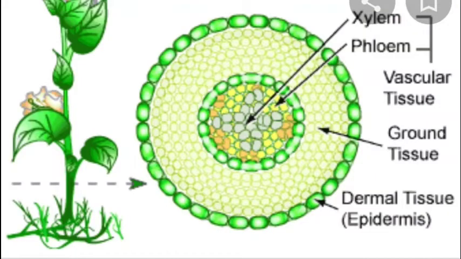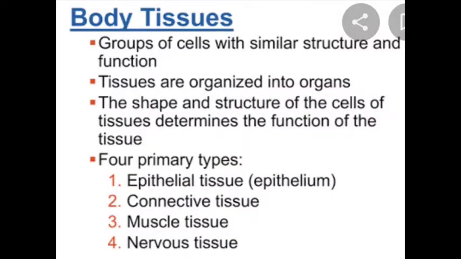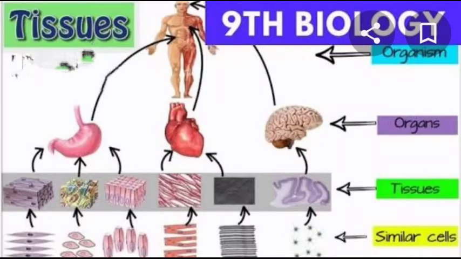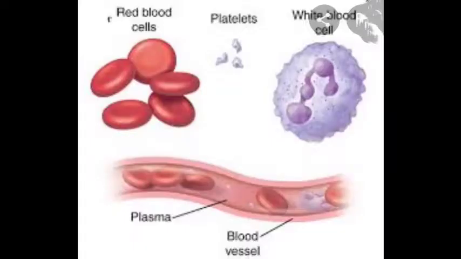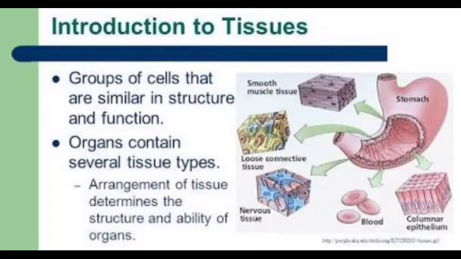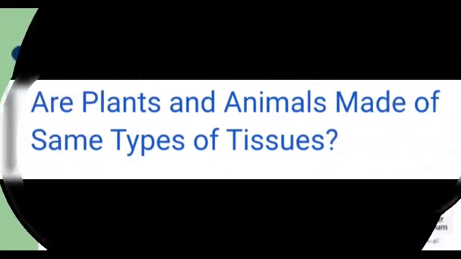So, cells specializing in one function are often grouped together in the body and are called tissues, which are arranged and designed so as to give the highest possible efficiency of function. Blood, phloem and muscles are all examples of tissues. A group of cells that are similar in structure or work together to achieve a particular function is called a tissue. Are plants and animals made of same type of tissues?